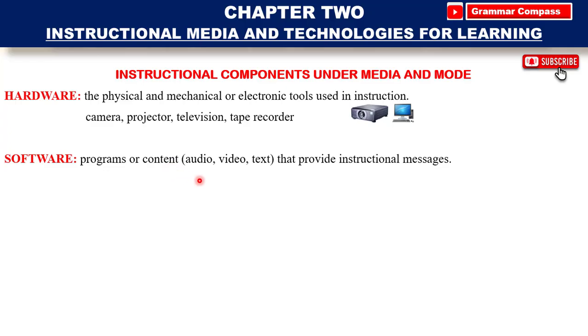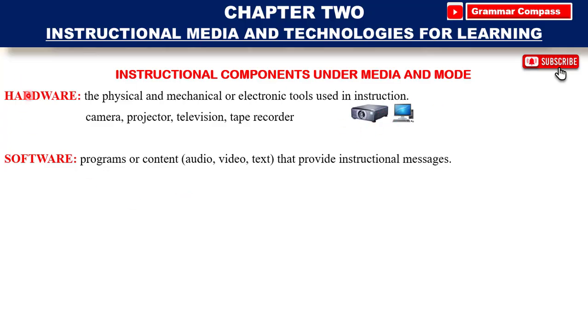The content can be in the form of audio, video, or text that provide instructional messages. So software is not tangible. A software includes programs or content that are produced from this particular media or this particular hardware.